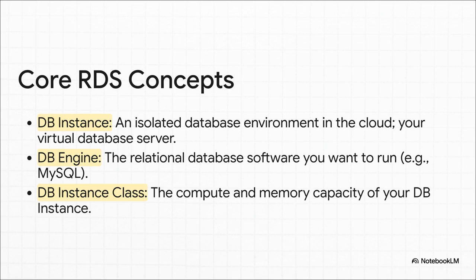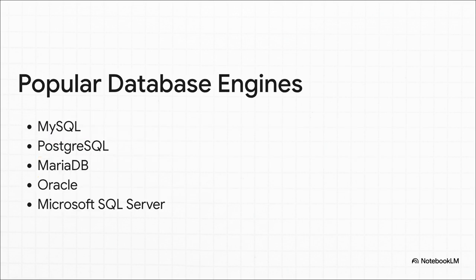This is where you pick the software you want to run, like MySQL or PostgreSQL. And third, the DB instance class. That's just a fancy way of saying you choose how much horsepower, how much CPU and memory you want your server to have. And here's the best part, right?